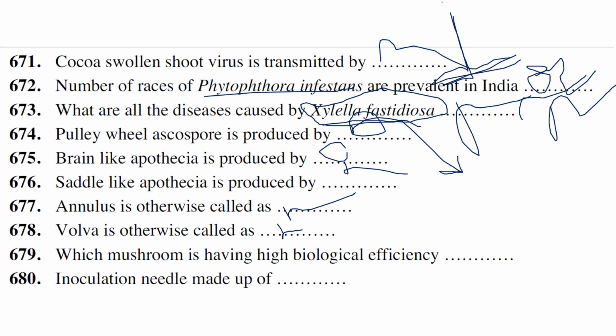Which mushroom has high biological efficiency? Generally, the milky mushroom is considered to have the highest biological efficiency, around 60%. The inoculation needle is made up of tungsten or nichrome, for immediate heating and immediate cooling. Since tungsten is a little bit expensive, whatever we use in the laboratory is composed of nichrome.